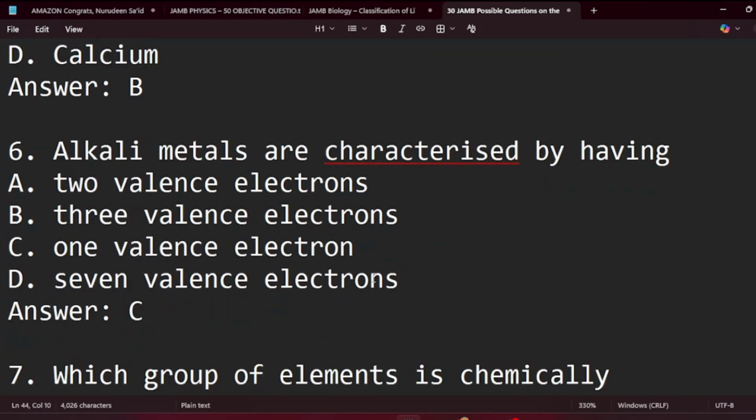Question number 6. Alkali metals are characterized by having A. 2 valence electrons, B. 3 valence electrons, C. 1 valence electron, D. 7 valence electrons. The answer is C, which is 1 valence electron.